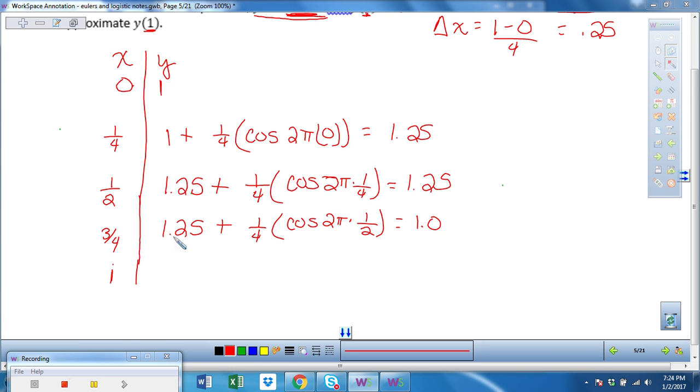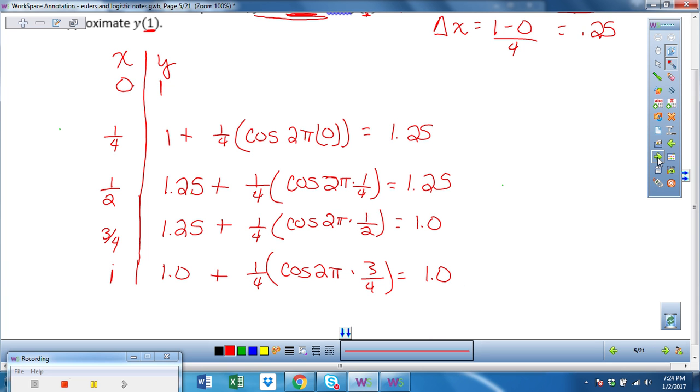Okay, so now I'm doing the next value. I'm doing 4 steps, so 1, 2, 3, 4. My last step, I take my previous value, 1/4 times the cosine of 2 pi times 3 over 4, which gives me the cosine of 3 pi over 2, and the cosine of 3 pi over 2 is 0, so my final answer is 1. Okay, so I hope that makes sense to you.